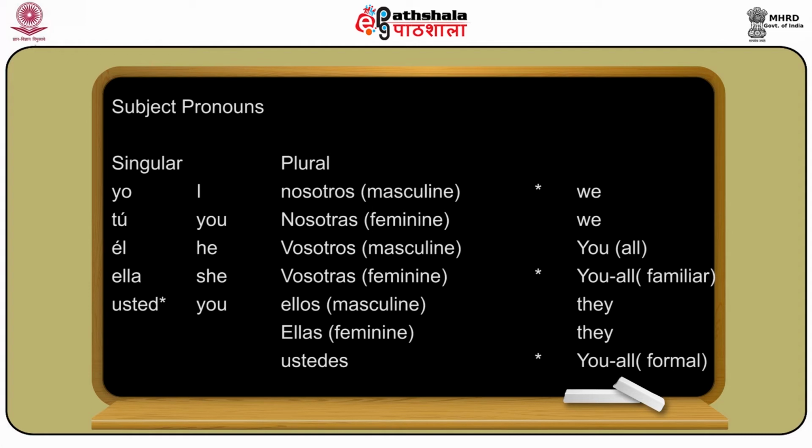We can be said as nosotros or nosotras. You all can be said as vosotros or vosotras, and they can be said as ellos, ellas, and you all formal can be said as ustedes. So the plural of you can be said two ways like the singular, which is informally and formally. Informal way, it will be said as vosotros or vosotras, and in a formal communication it will be said as ustedes.